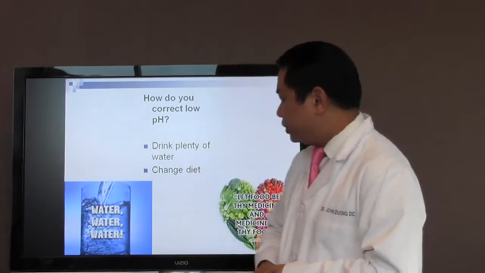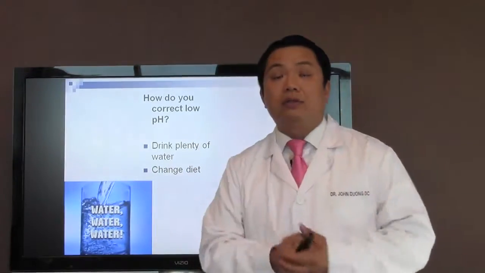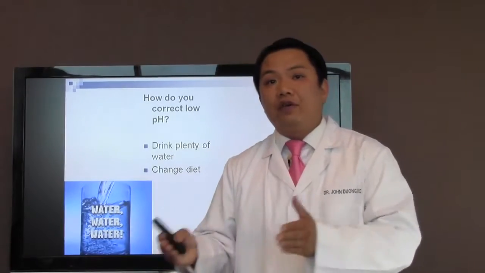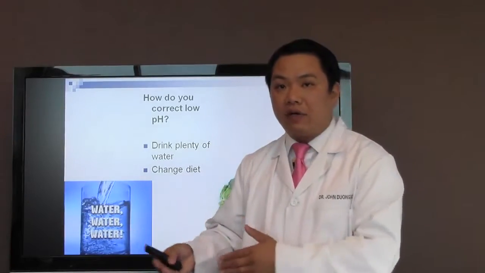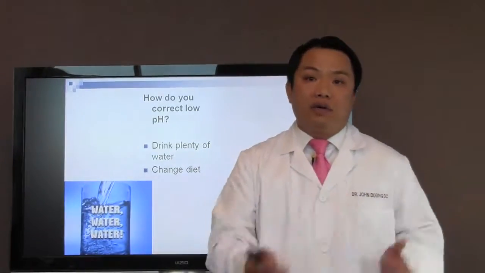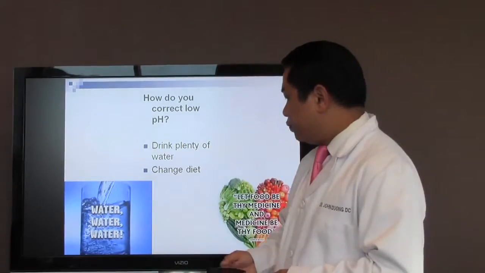So it's very important. Drink plenty of water. What is the right amount of water that you should take in? Half your body weight in ounces of water. So half your body weight in ounces of water. If you weigh 200 pounds, 100 ounces of water. If you weigh 150, 75 ounces of water. That's what you have to change.